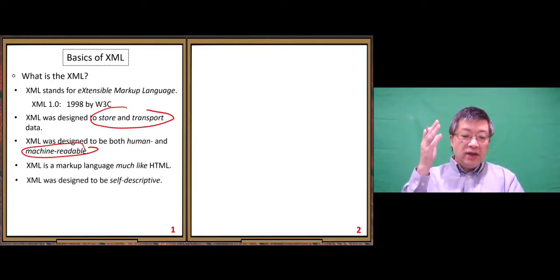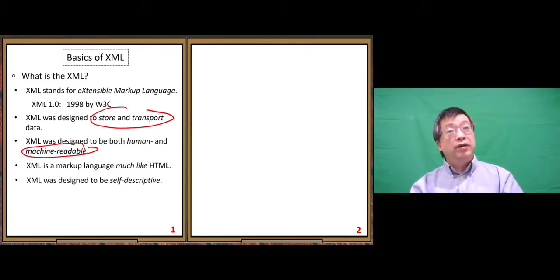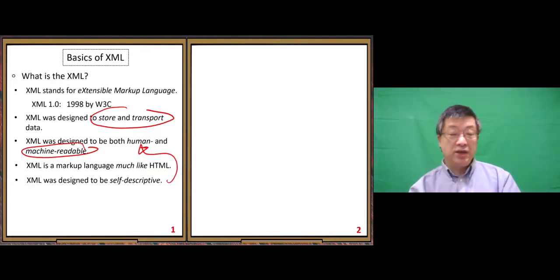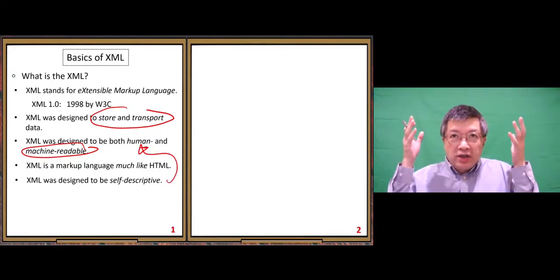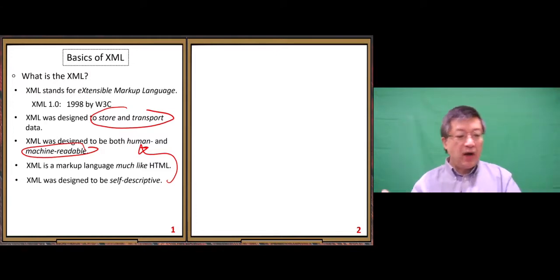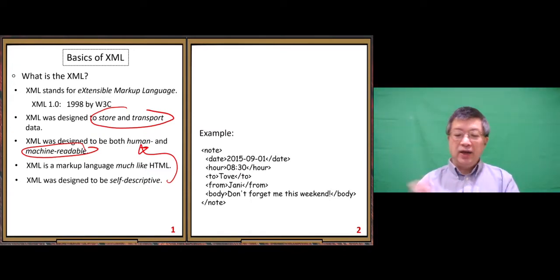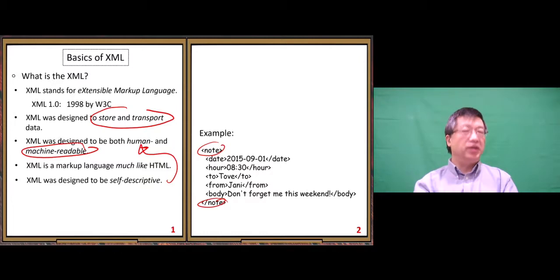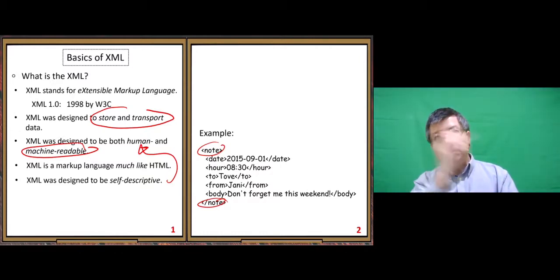And it is self-descriptive. So why is it human readable? Because it is designed to be self-descriptive. Here, I'd like to show you a simple example of XML data. You can see it uses many different tags, and from the tag names, you can guess the meaning of the data. That is the self-descriptive property.